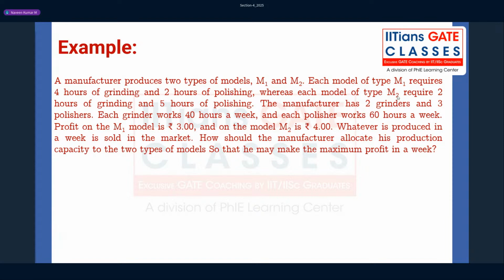And whereas each model of M2 requires 2 hours of grinding and 5 hours of polishing. Both are required. So let me make a grid again. Okay, 2 cross 2 grid. Because here, why are we making 2 cross 2?